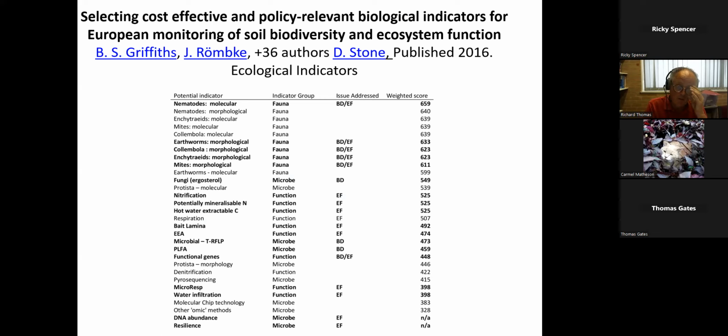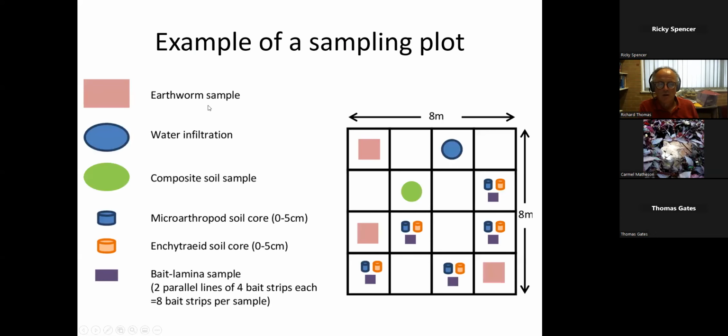There are a myriad of things that you can be measuring, and millions of ways of doing it. So these are ecological indicators produced. It was a very well-known paper, actually, basically scoring the samples on how resilient the soil was. Sampling becomes really important.